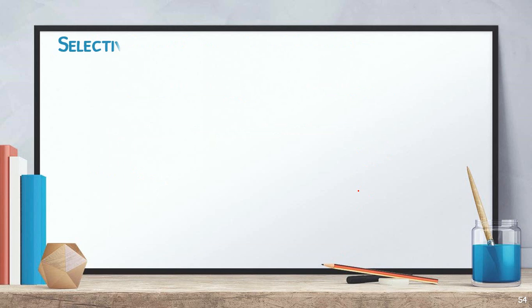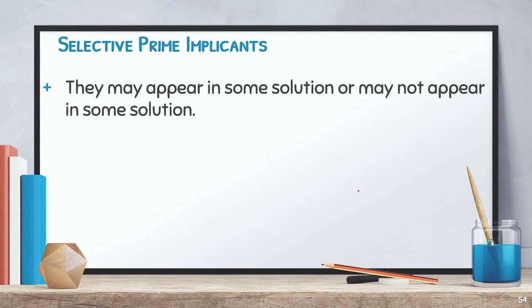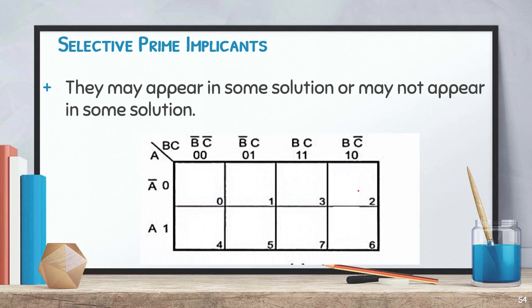One more interesting prime implicant we have is called a selective prime implicant. The prime implicants which are neither essential nor redundant prime implicants are called selective prime implicants. These are also known as non-essential prime implicants. They may appear in some solutions or may not appear in some solutions. This is somehow interesting, and this is usually possible in a K-map. There are two possibilities of mapping.